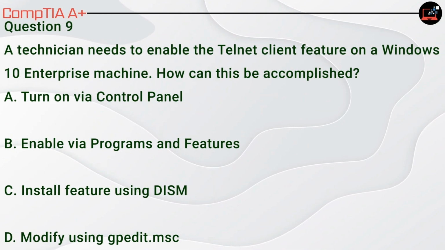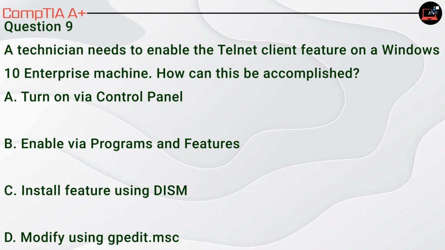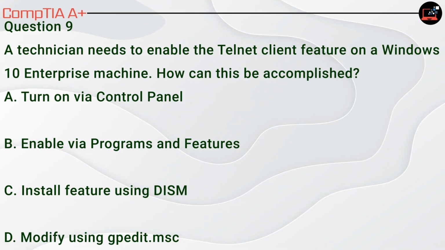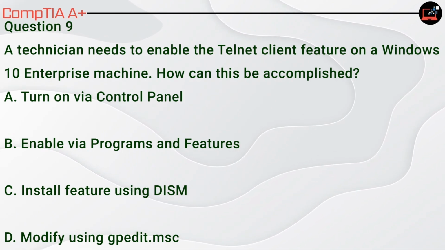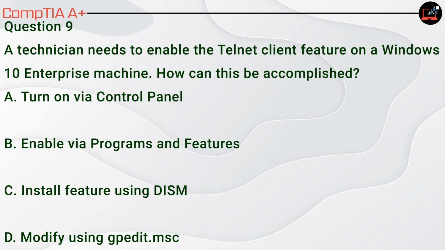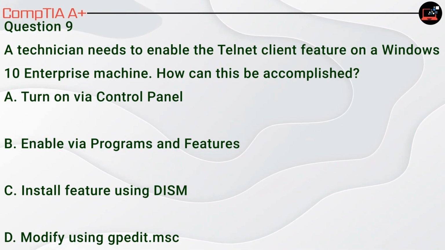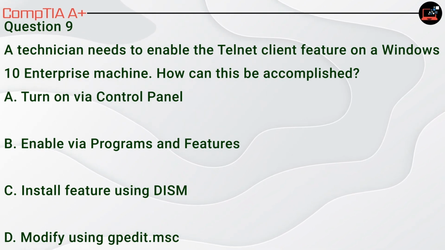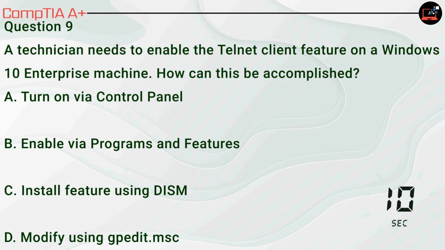Question 9. A technician needs to enable the Telnet client feature on a Windows 10 enterprise machine. How can this be accomplished? A. Turn on via Control Panel. B. Enable via Programs and Features. C. Install feature using DISM. D. Modify using GPEDIT.MSC.